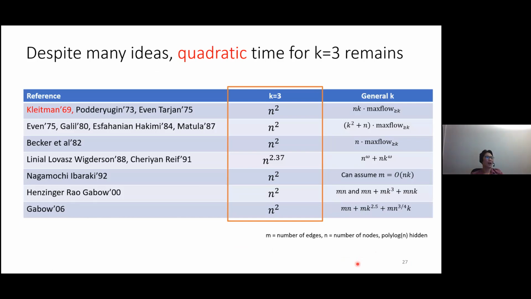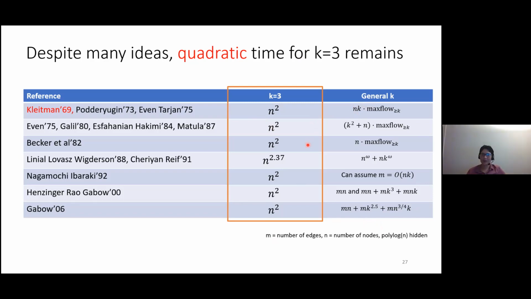So I have this list of running times, and they imply different numbers for different parameters k. But if you just think of k equals 3, then they just boil down to n squared. Again, if you don't understand this, don't worry. My point is that there are many works, but none of them can get anything better than n squared, where n is the number of nodes in the graph, even for k equals 3.